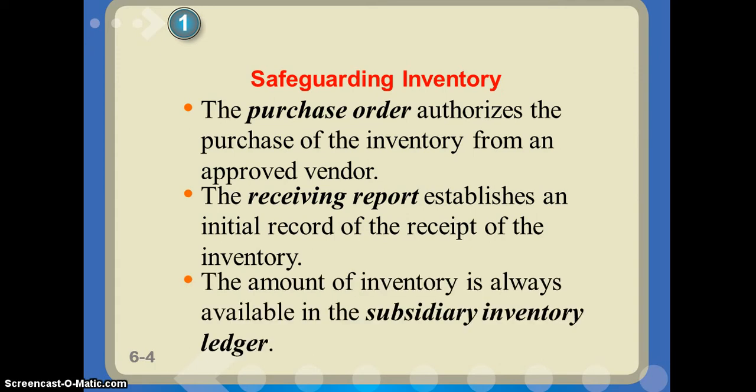The amount of the inventory is always available in the subsidiary inventory ledger. In the previous chapter on your review guide, it mentioned subsidiary ledgers. We will discuss those later, but the inventory is recorded always so that we know when we received it.